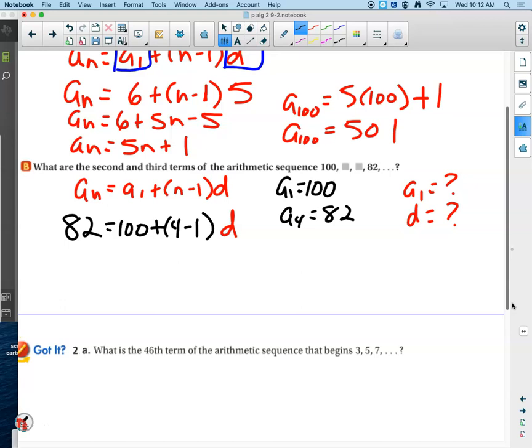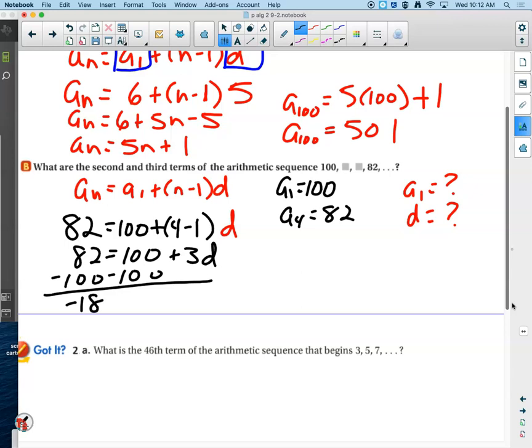to find D. So let's go ahead and follow the order of operations. 4 minus 1 is 3. Subtract 100 from both sides. Divide both sides by 3. No, I'm not done. But now I have everything that I need to write the formula because I needed a sub 1 and D.